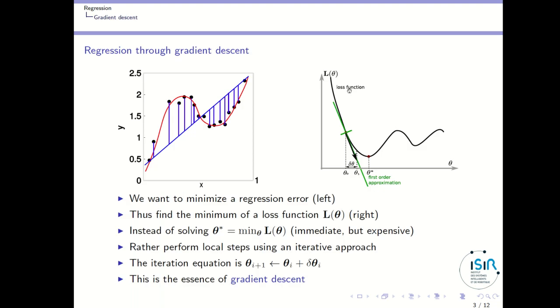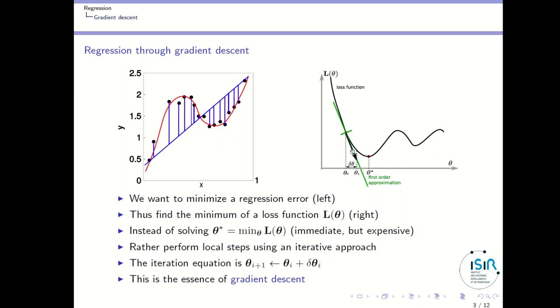So first, how can we consider regression as a gradient descent problem? In regression, we want to minimize some regression error. That's the blue elements that you see here that you want to minimize. So you want to find a model that fits the red curve as closely as possible. So we want to find the minimum of the so-called loss function L of theta, where theta is the set of parameters of your model. And actually, you can draw this function L of theta as a function of theta and figure out that the minimum, for instance, is here.